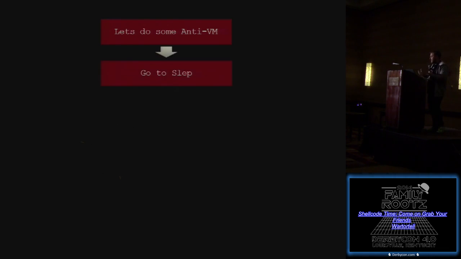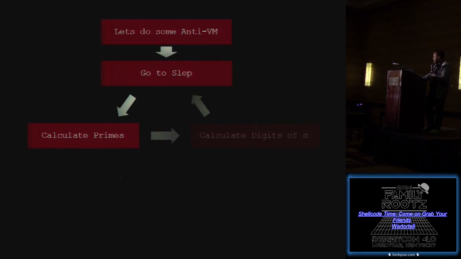Say that you have something like I want to do some anti-VM checks. So I'm going to go to sleep, I'm going to calculate primes, I'm going to calculate digits of pi, and I'm going to go around and do this a bunch of times so that it takes like an hour, because just going to sleep isn't enough. A lot of sandboxes will say, all right, if you use the sleep function, whatever parameter you pass to it, it's now 1, so that you don't actually go to sleep ever.